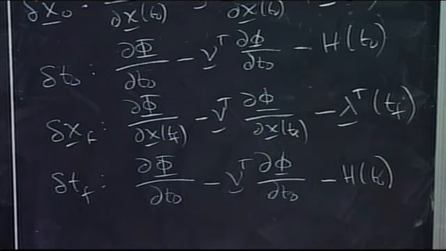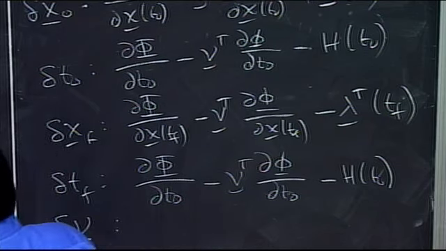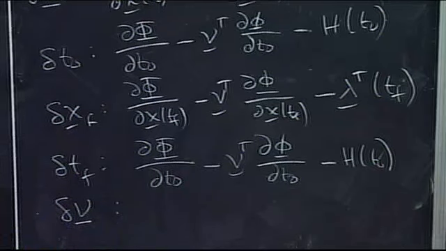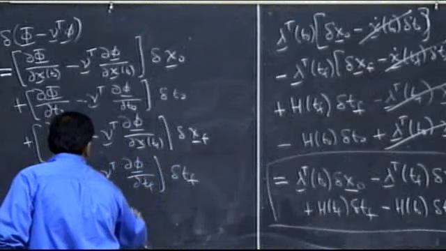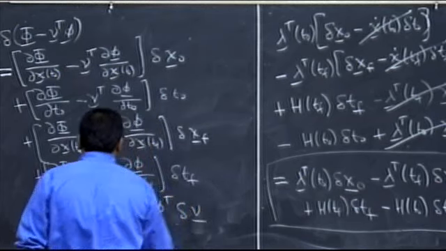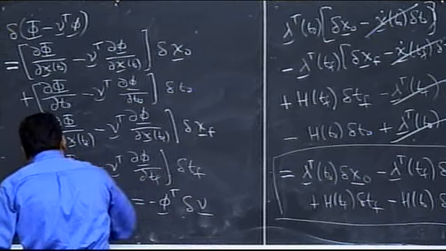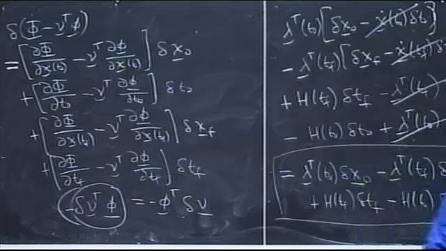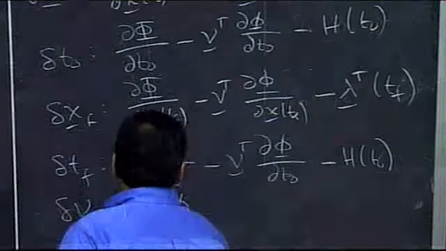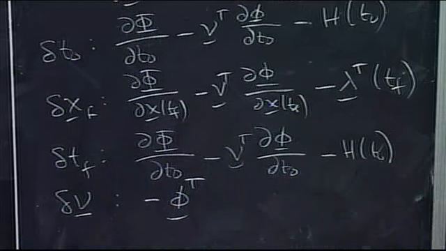And then I've got another one in here, which I should include, which is the variation in nu. This is really trivial. This is equal to phi transpose times the variation in nu, if you want to include the negative sign. Let's include the negative sign. So the variation in nu gives me a minus phi transpose. Okay? And then I've got those over there, which I'll deal with in just a second. I'll write those down here.